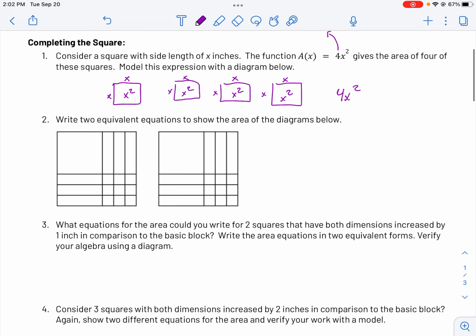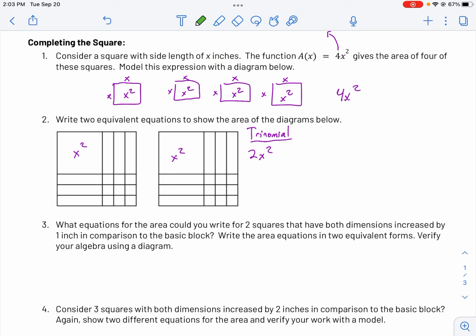So number 2, it says write 2 equivalent equations to show the area of the diagrams below. If you think back to Part 1, we talked about the trinomial and the square of binomials. So we're going to do the same thing here. Let's start with the trinomial. Remember, we found the trinomial by counting our different squares. So here I see I have x squared and x squared, which means we have 2x squared.